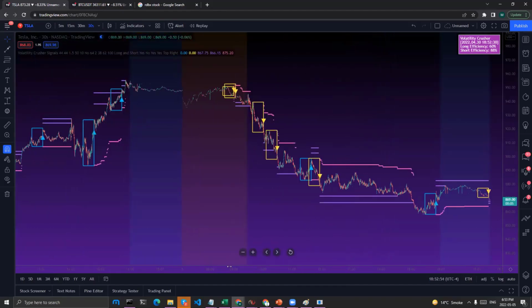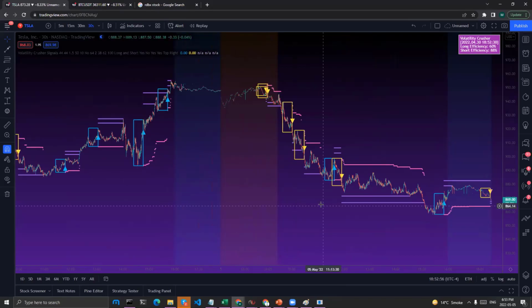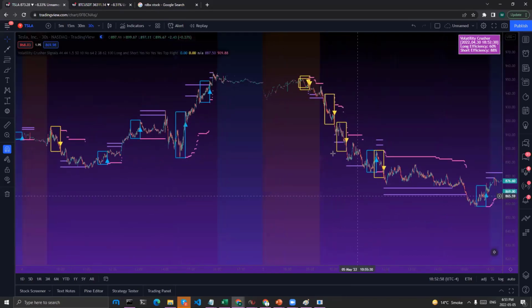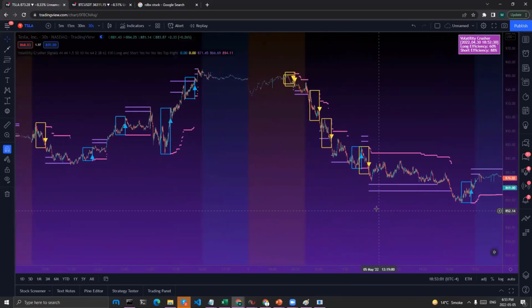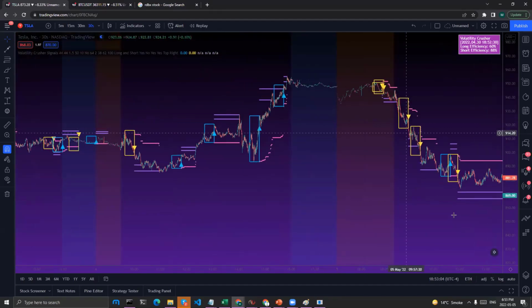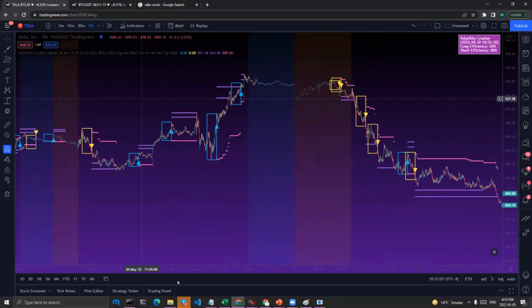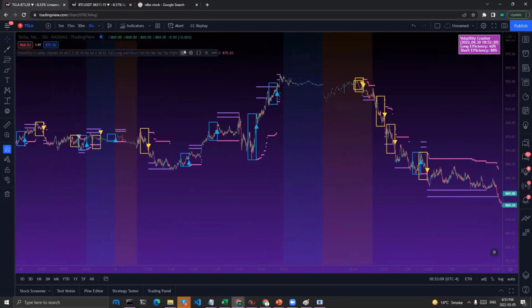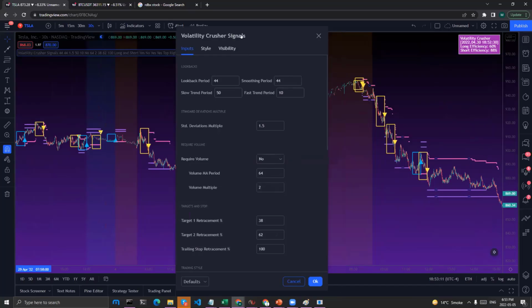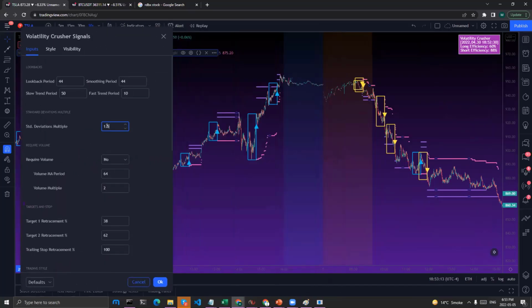But what I want to show here now are the filtering mechanisms in the parameters, because for you, this might be too many signals. You might want to get less signals and filter out the less reliable ones, although the signals do look quite decent. So the first thing I would do is I'd hop into the parameters and I'd play around with the standard deviations multiple.